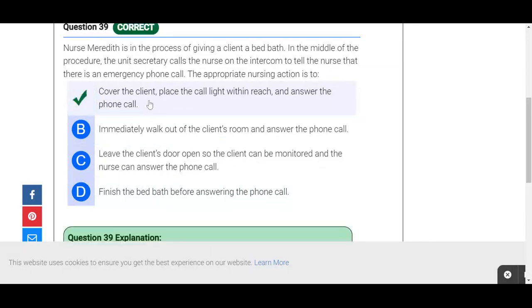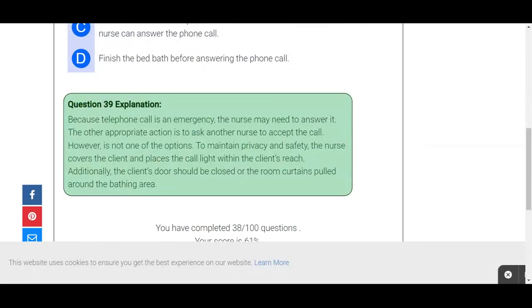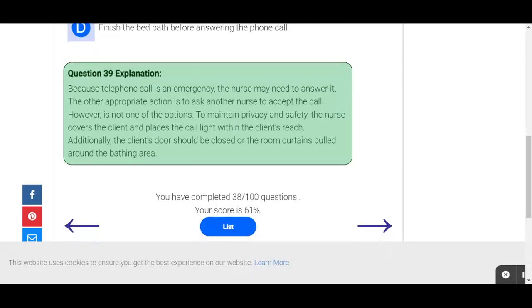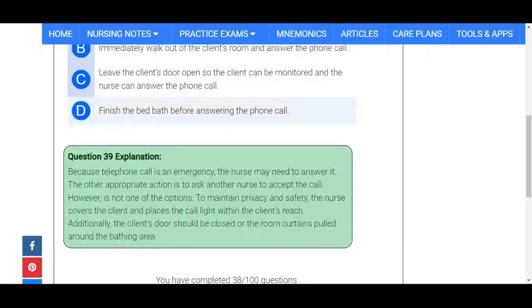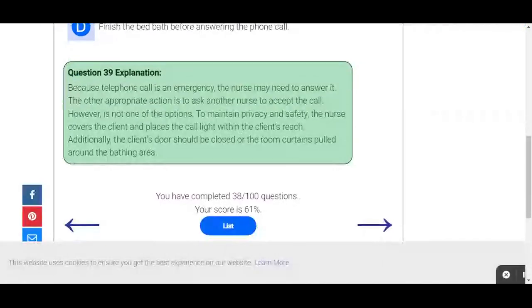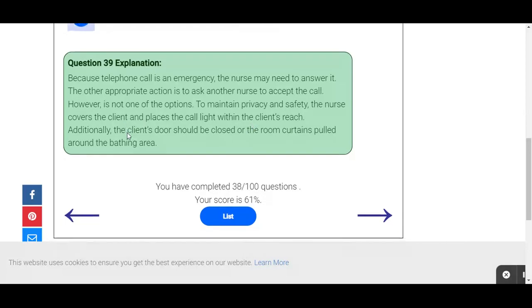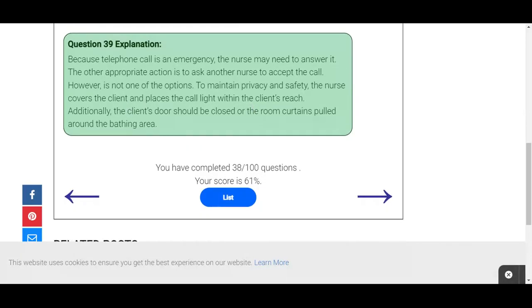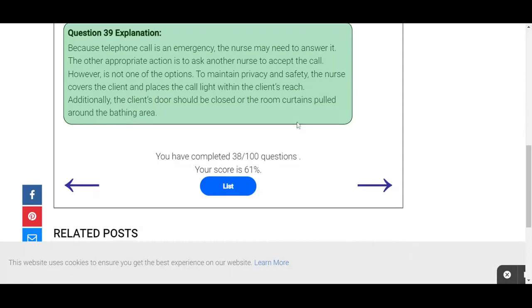Okay? Right. Because the telephone call is an emergency, the nurse may need to answer it. Then the other appropriate action is to ask another nurse to accept the call. That is true. I've encountered that kind of problem before, and this was the option. However, it's not one of the options here. To maintain privacy and safety, the nurse covers the client and places the call light within the client's reach. Additionally, the client's door should be closed or the room curtains pulled around the bathing area.